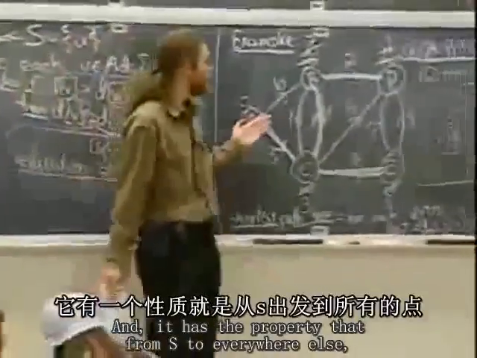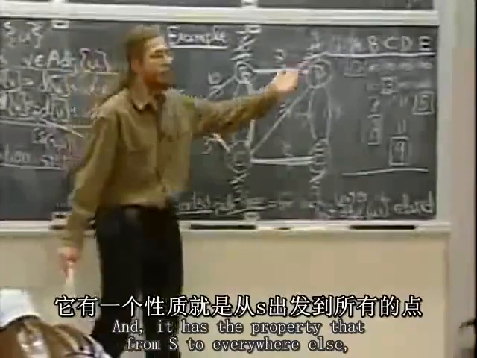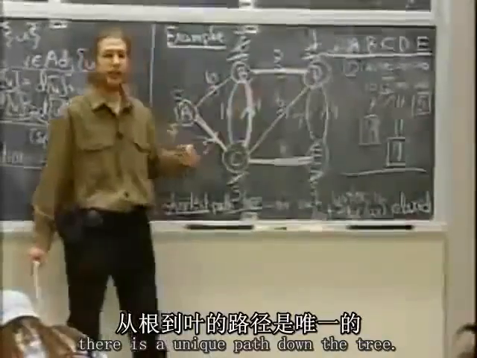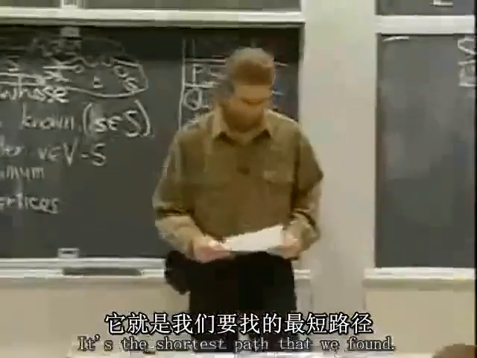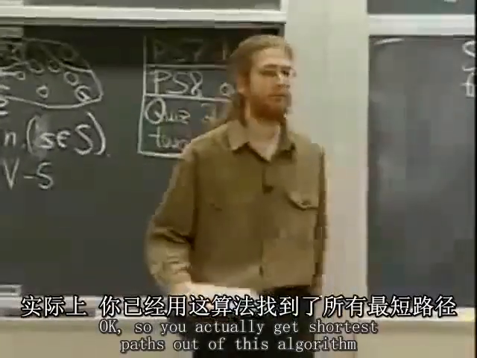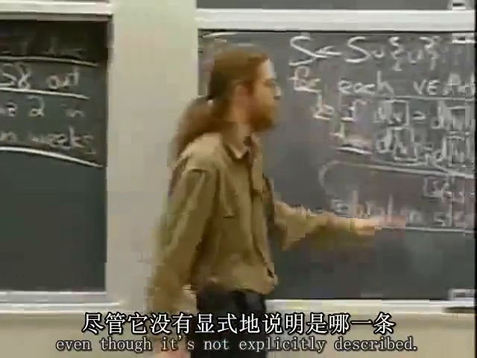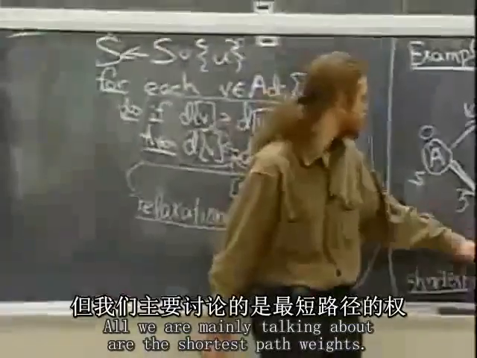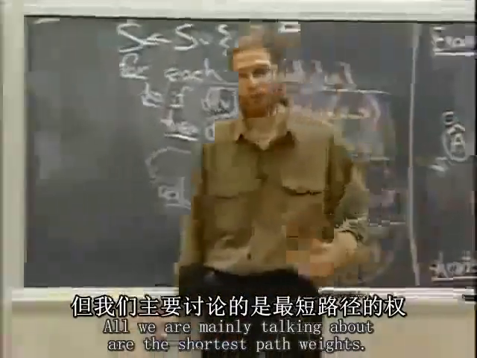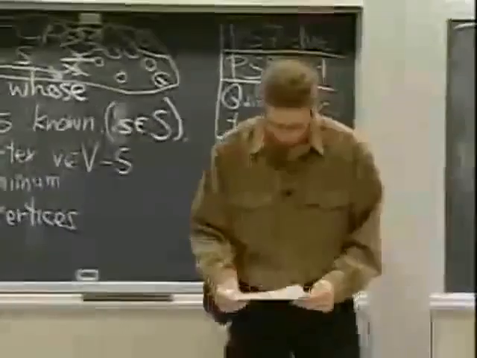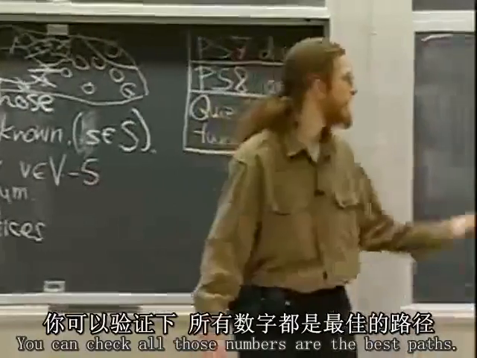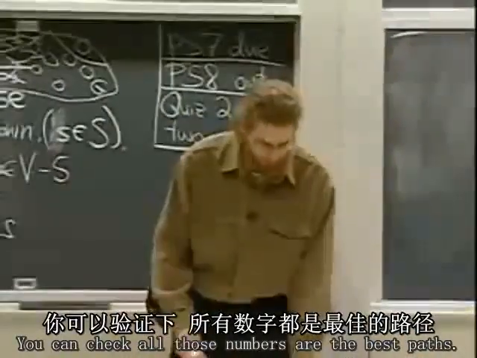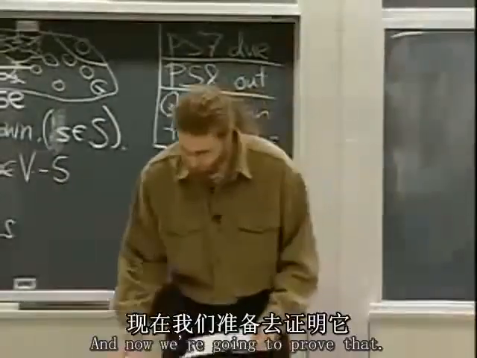And it has the property that from s to everywhere else, there's a unique path down the tree. And it's the shortest path. It's the shortest path that we found. So you actually get shortest paths out of this algorithm, even though it's not explicitly described. All we're mainly talking about are the shortest path weights. Algorithm clear at this point? Feels like it's doing the right thing. You can check all those numbers are the best paths. And now we're going to prove that.